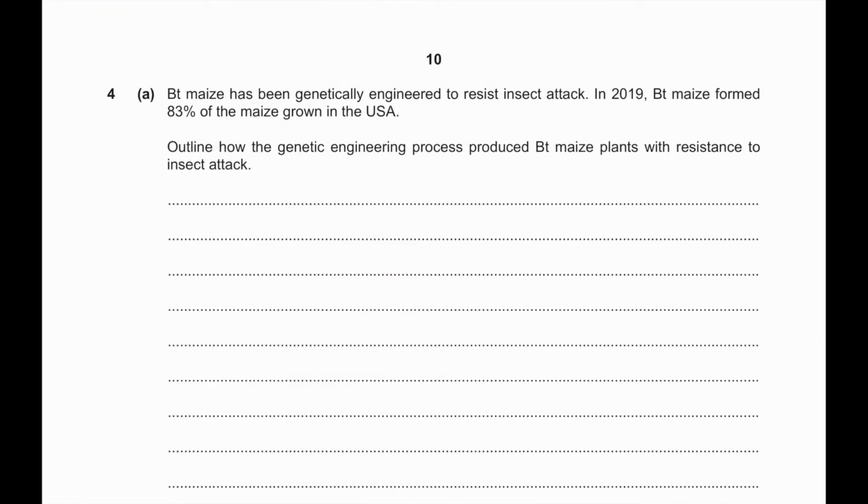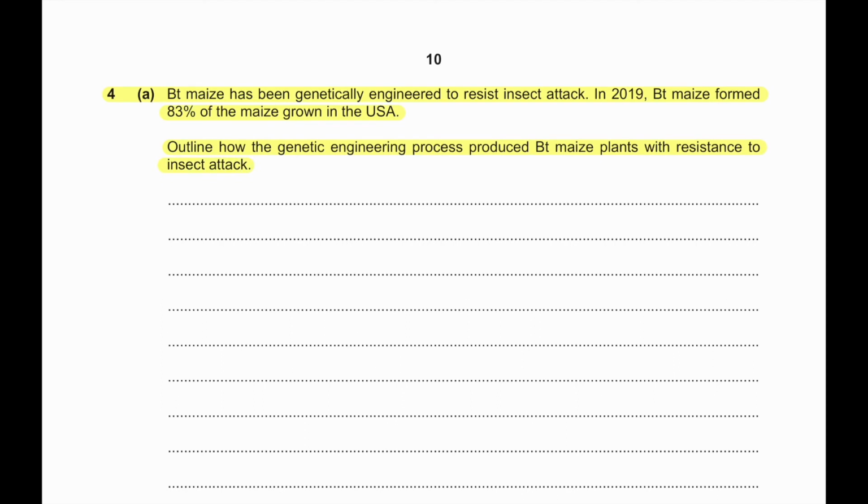Question number 4. A. Bt maize has been genetically engineered to resist insect attack. In 2019, Bt maize formed 83% of the maize grown in the USA. Outline how the genetic engineering process produced Bt maize plants with resistance to insect attack.